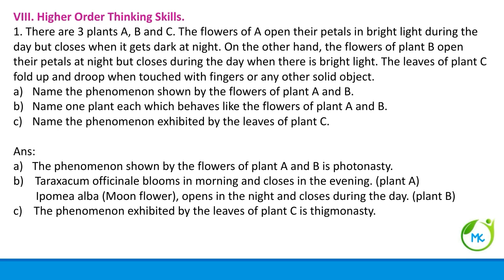photonasty. The second one, they are asking, name one plant each which behaves like flowers of plant A and B. They are asking an example for plant A and an example for plant B. For plant A, they are telling in the statement, the flower opens during the day and closes during the night. So the example is Taraxacum officinale. It only blooms in the morning and closes in the evening. And in case of plant B, the example is Ipomoea alba, moonflower. The moonflower opens in the night and closes during the day.